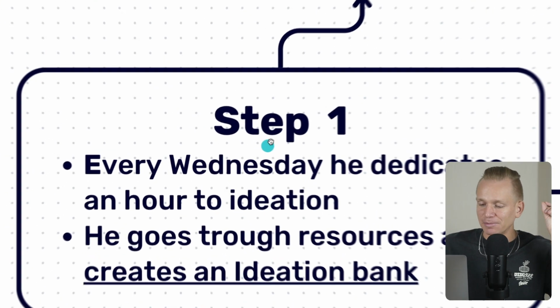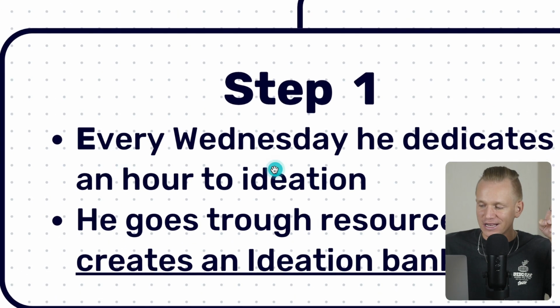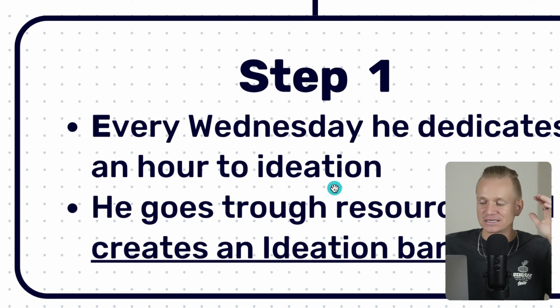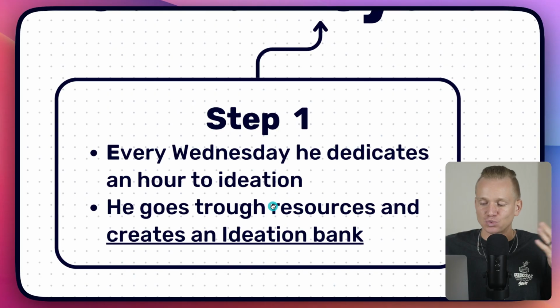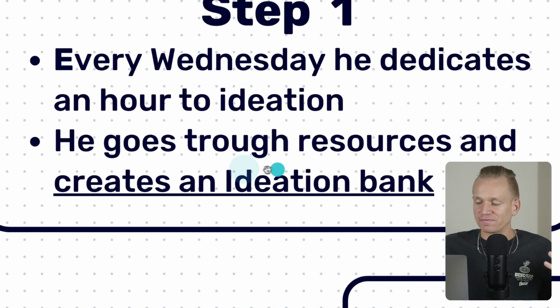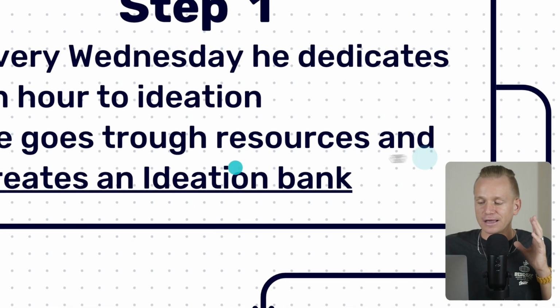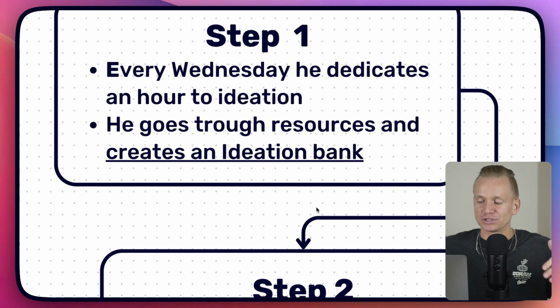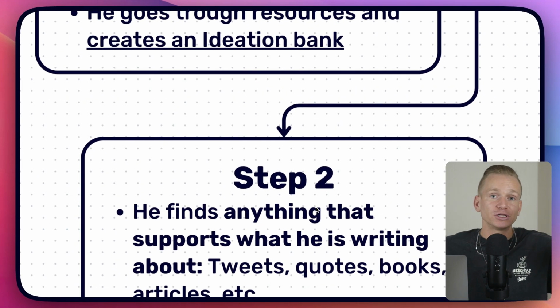Step number one is that every Wednesday he dedicates one hour to ideation, basically coming up with different ideas for what kind of content he's going to be posting. He goes through a bunch of different resources and then creates what he calls an ideation bank, basically a bunch of different ideas put together to maybe create content from.